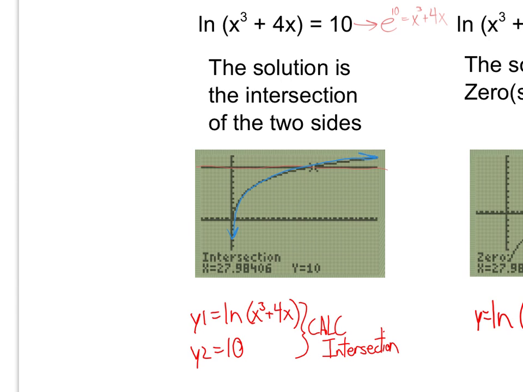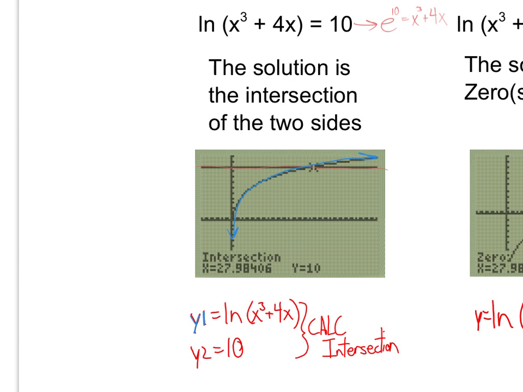What do you plug into your calculator? Right here, my y1, I'm going to make the natural log of x cubed plus 4x, and my y2, I'll make the horizontal line 10. So now, if you hit second calculate, remember the trace button, if you hit second trace, it says calculate, and one of the options there is intersection. And the intersection asks for first curve, second curve, and guess. We've done that before in the past some.